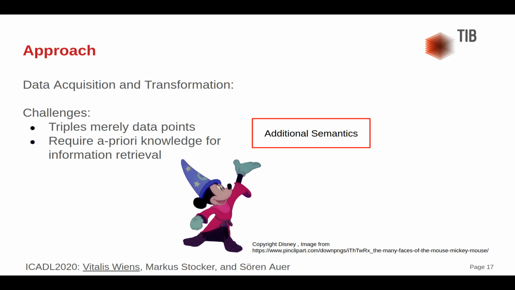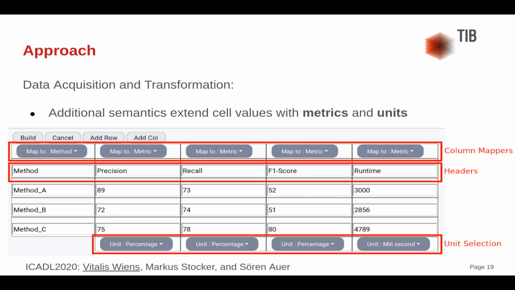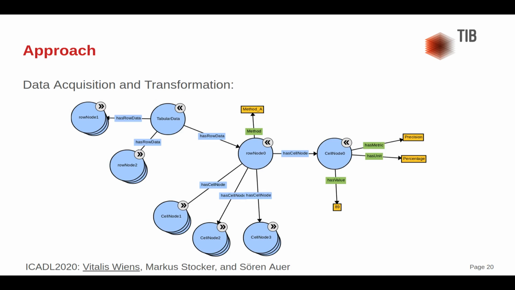With additional semantics. Our approach augments the tabular data with additional semantics using a human-in-the-loop approach. The additional semantics extend the cell values with metrics and units information. A widget ensures the correct assignment of additional semantics using a human-in-the-loop approach. A node link diagram visualization indicates the resulting structure in a knowledge graph.